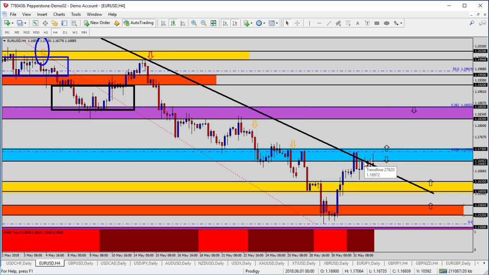Yesterday we did try to take a short here into the 1.1695 level during the trade room. It did fall down about 20 pips. We moved to break even, it came up and took us out at break even. So now we're just waiting on the next opportunity at news time for the euro dollar today.